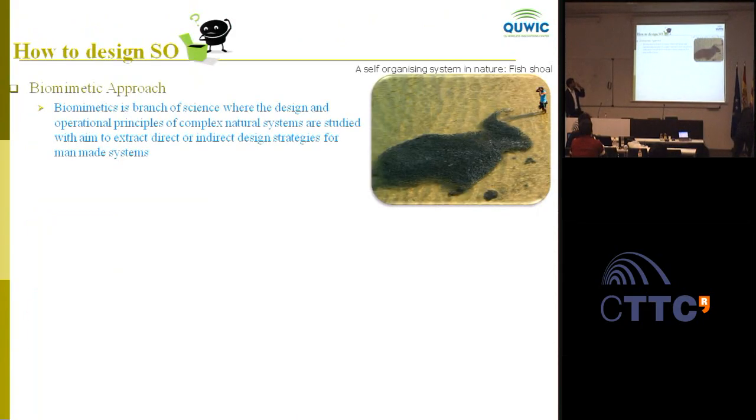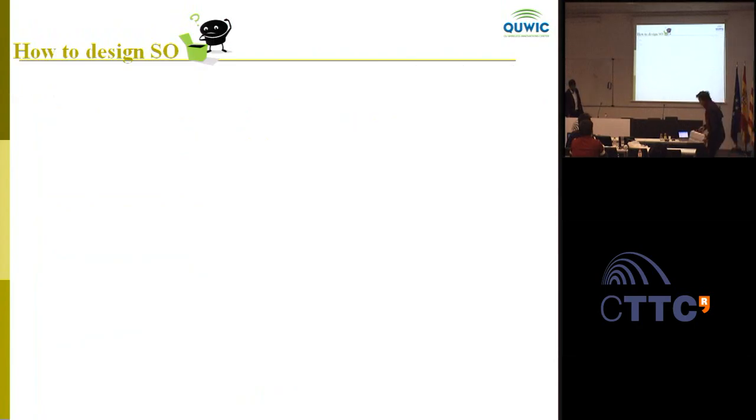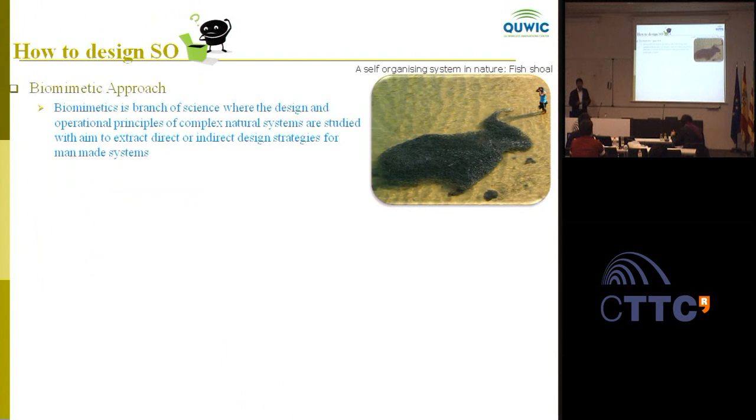Let's go back to how to design self-organization. As I mentioned, intrinsically it's a nature-inspired phenomenon, so it's good to look at nature first before doing anything else, to see if we can get something out of that. So biomimetics. Biomimetics is a branch of science, I think everybody knows, where we try to mimic natural systems to come up with a similar solution or efficiency in our man-made systems.